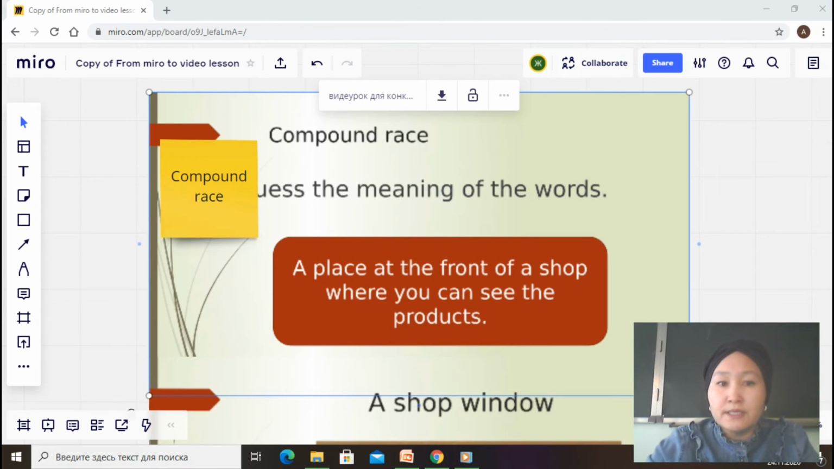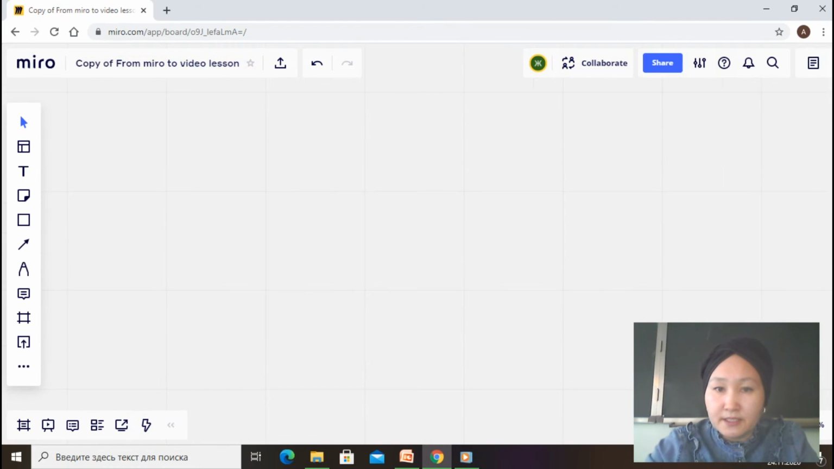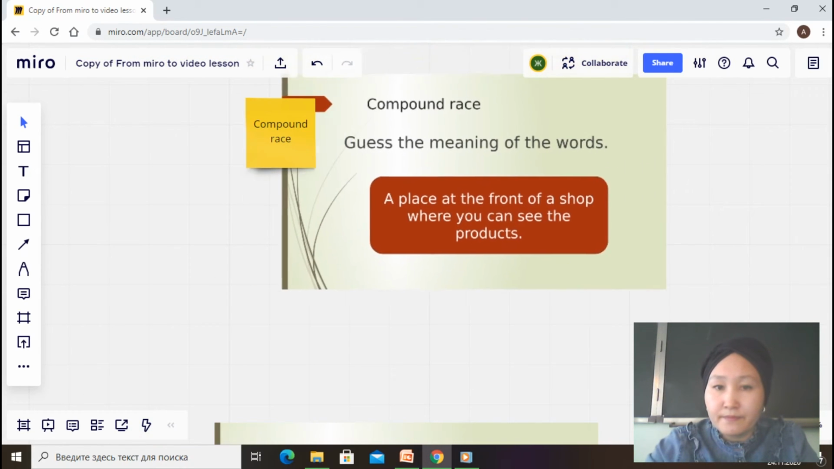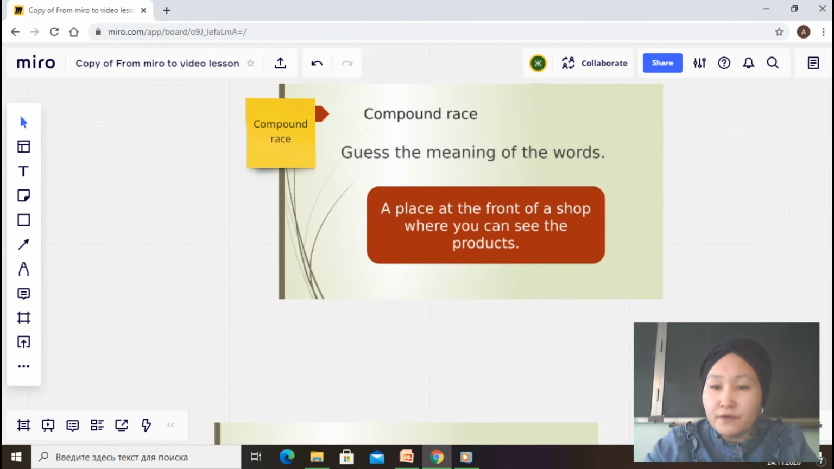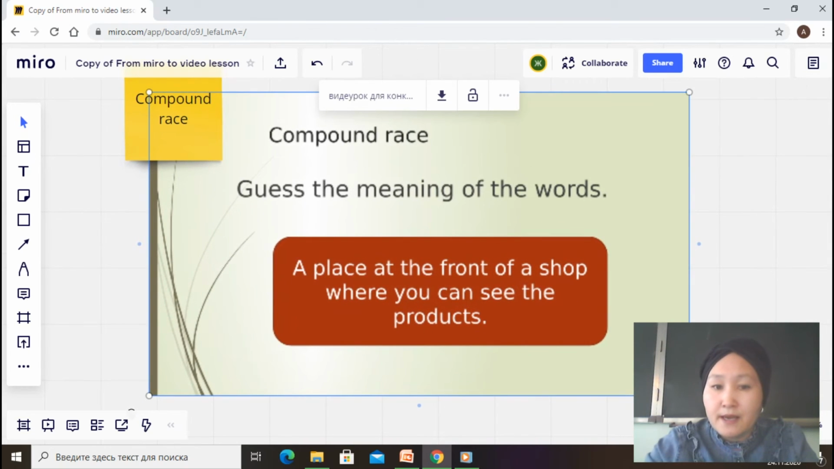Let's go on and have a compound race. There are the definitions of the words, and we should guess what the meaning of a word is. So let's get started. A place at the front of a shop where you can see the products. I'll give you some time to think and guess the word.